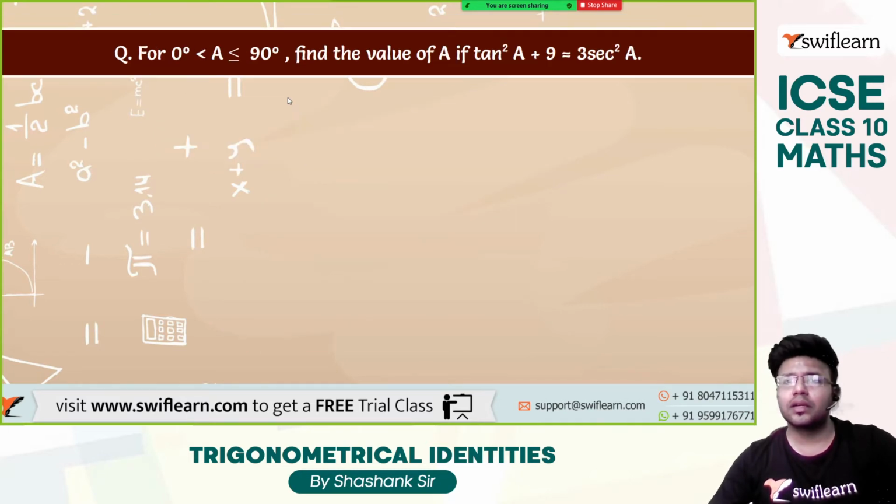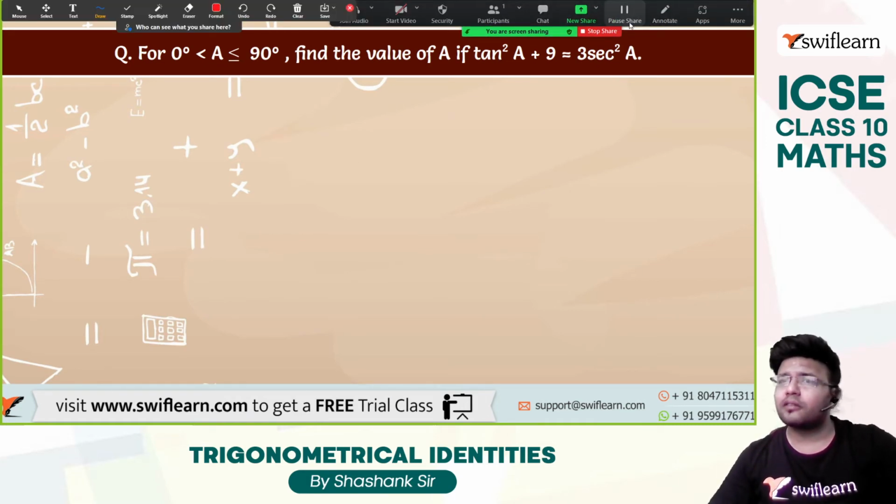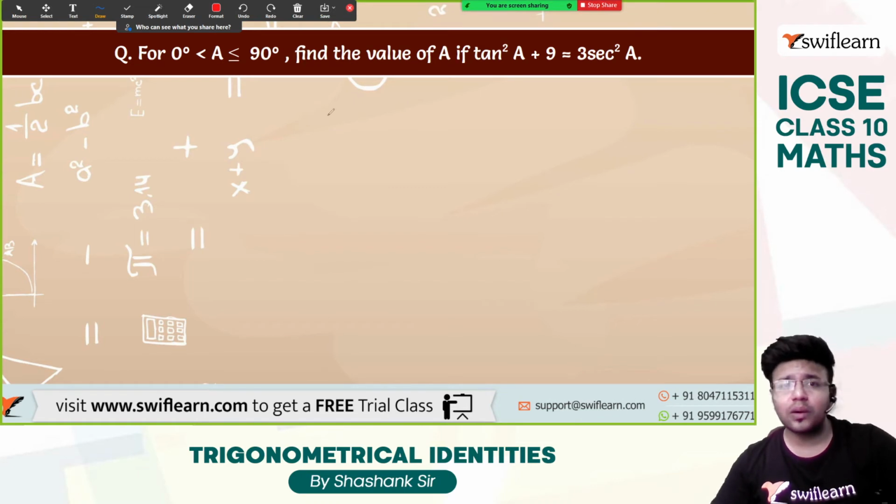For 0 less than or equal to A less than 90, find the value of A, where tan square A plus 9 is equal to 3 sec square A. Yes, we have done this. Now tan square A plus 9 is equal to 3 sec square A.